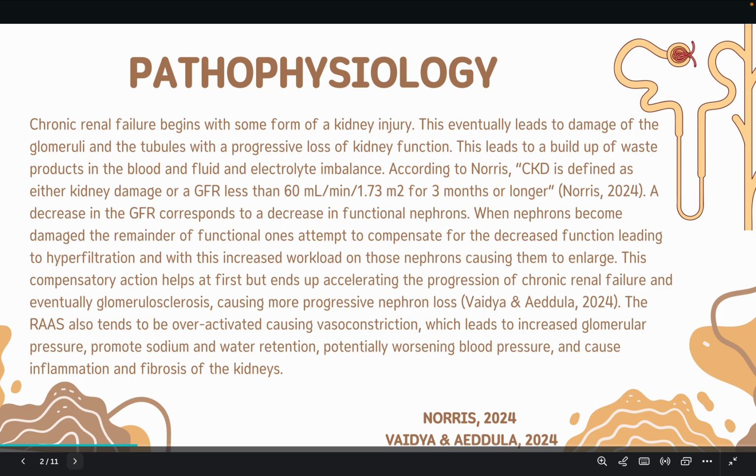The renin-angiotensin-aldosterone system also tends to be overactivated during chronic renal failure, causing vasoconstriction, which leads to increased glomerular pressure, promoting sodium and water retention, potentially worsening blood pressure and causing inflammation and fibrosis of the kidneys.